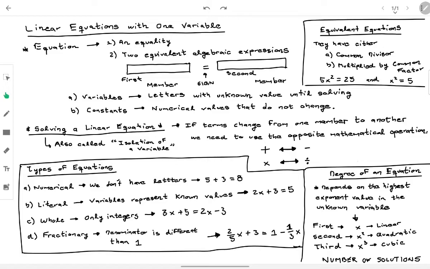So let's go to another information about linear equations with one variable, and we will start seeing how to solve a whole linear equation with one variable.